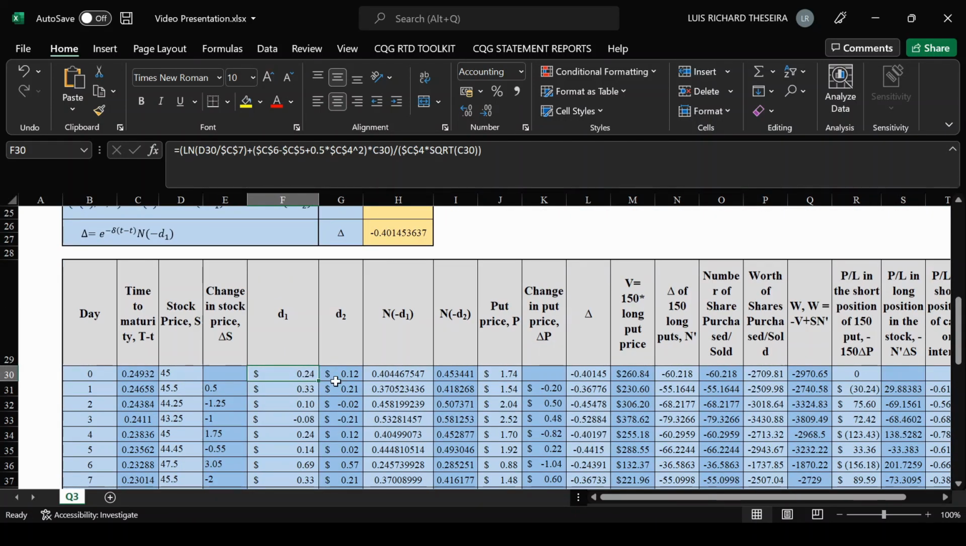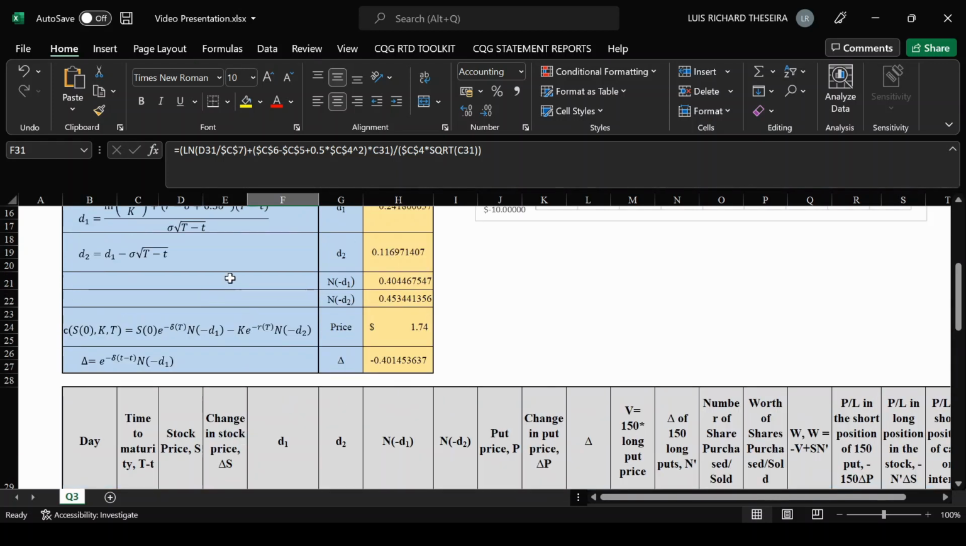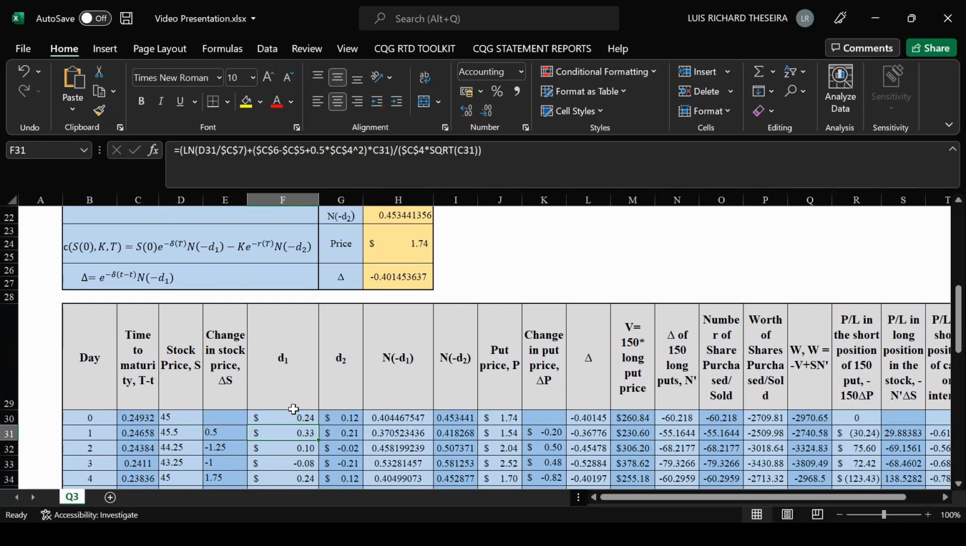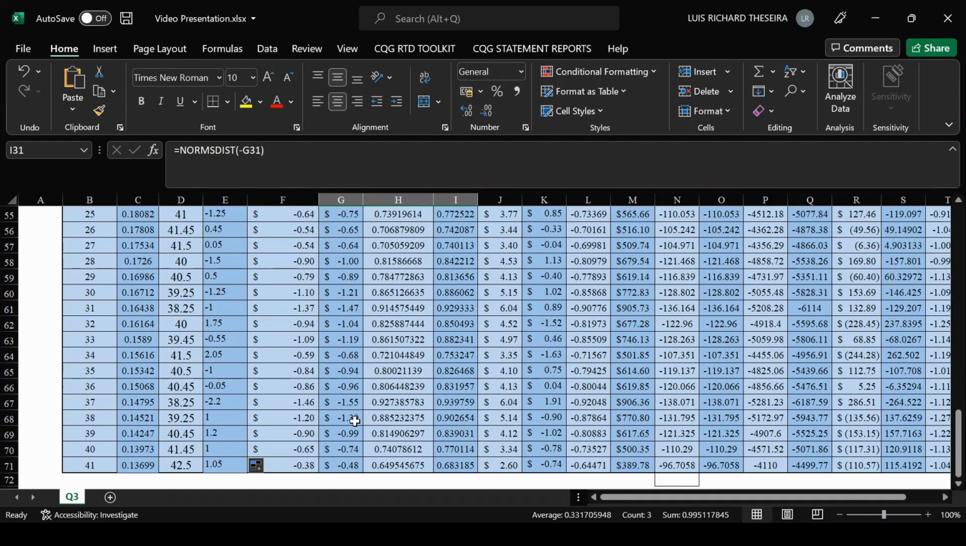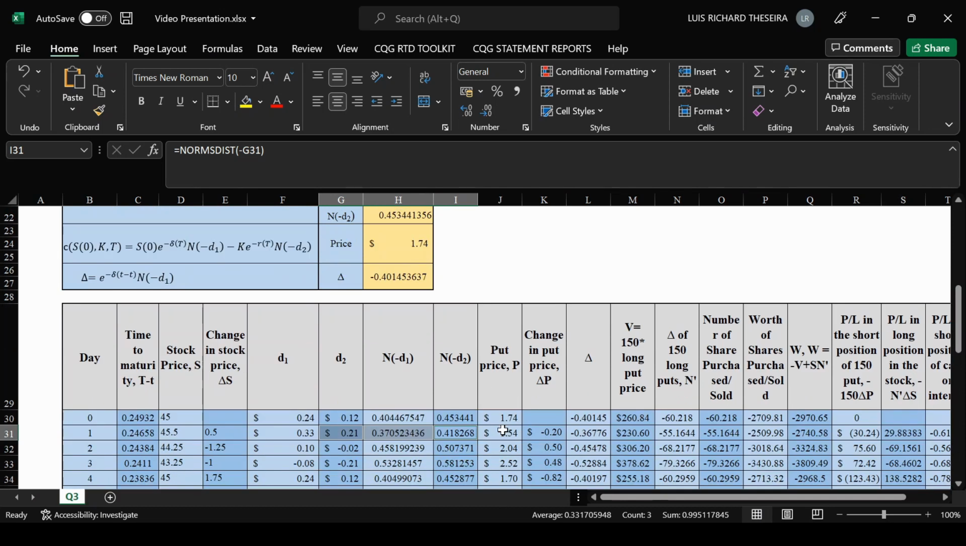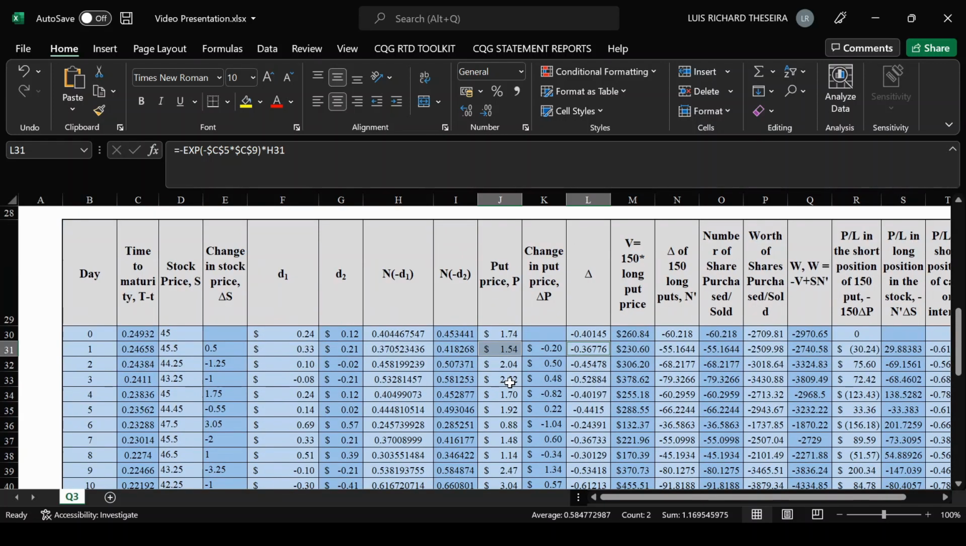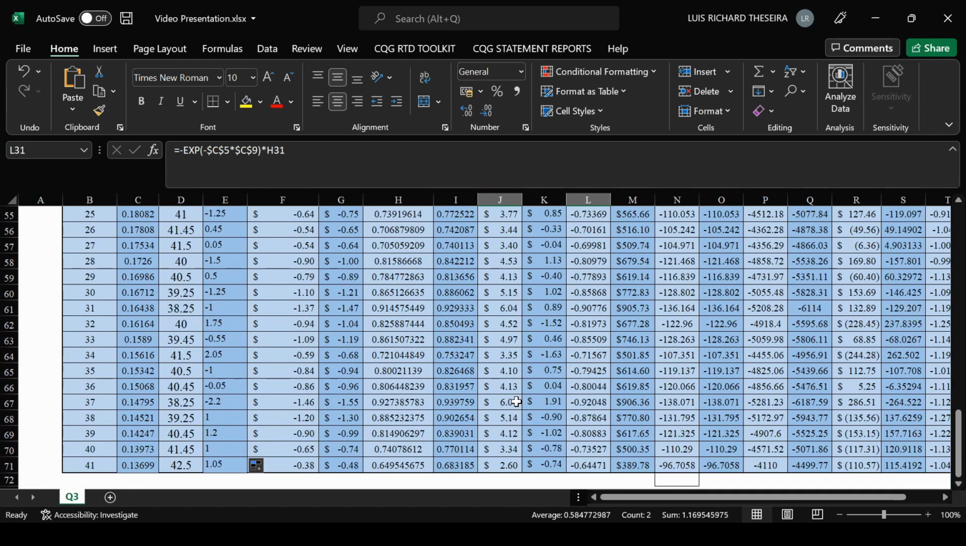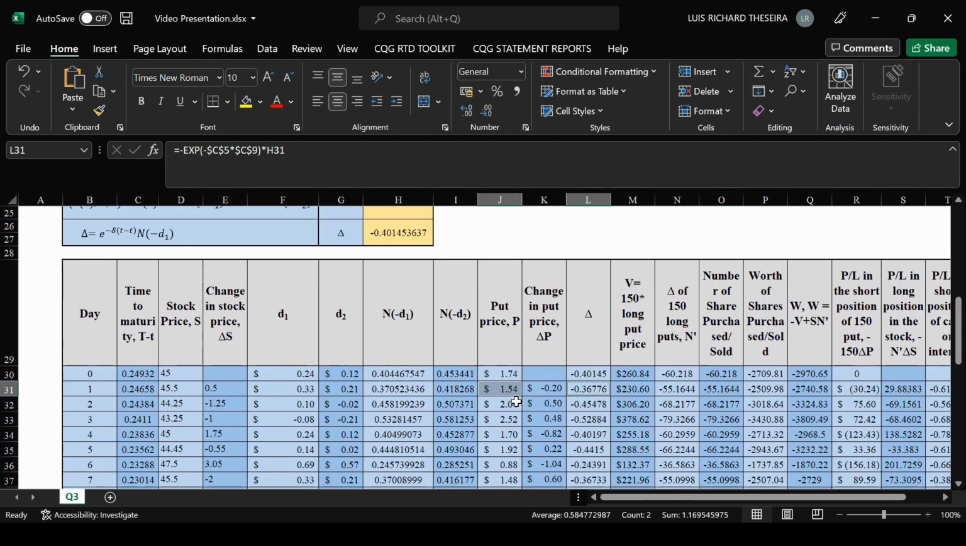This goes for D1 and D2. We go by the formula as stated above. We use Excel's formulas to compute it for us. And we can compute for each one and all the way down to 41 days. Next, we need to find the put price and the delta, which can also be found under the formula that was given. And then we can find each corresponding day of the put price and the delta. From that, we need to find the change in put price, delta P, which is day 1 minus day 0.